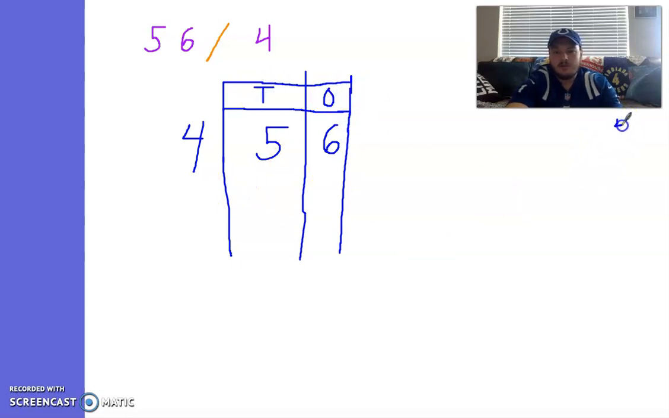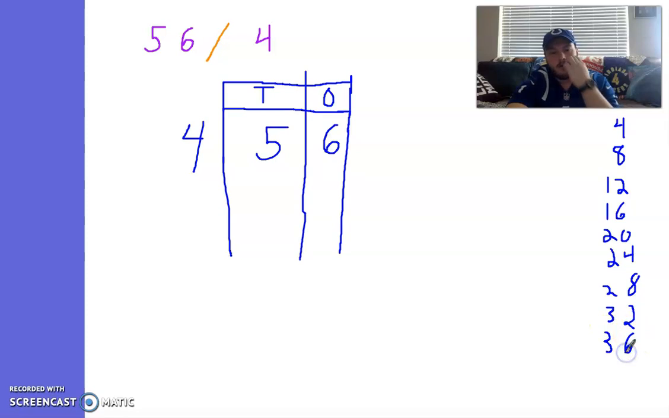Let's do our multiples. So 4, 8, 12, 16, 20, 24, 28, 32, and 36, all the way 9 times. So let's start with our steps.